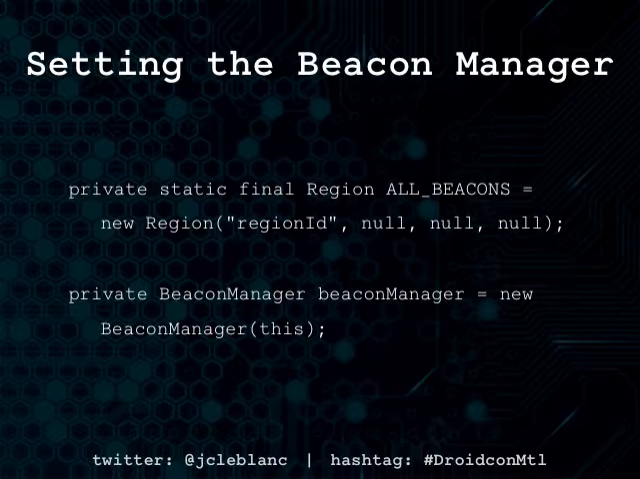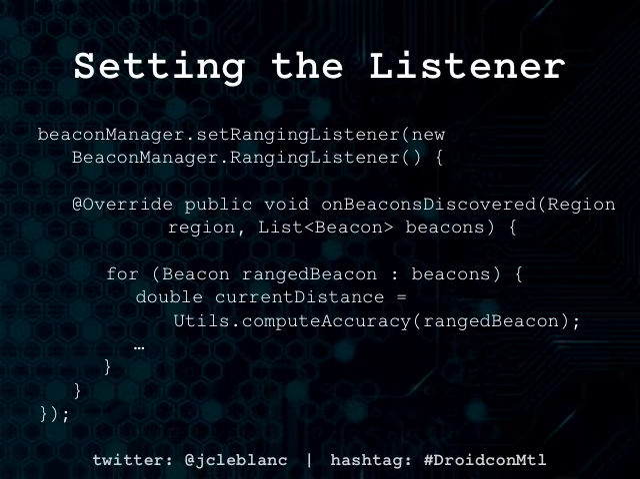Then we set up a new beacon manager with the current context. And that's pretty much it for setting up the beacon manager. And then all we're going to do is pull ranging information via a listener. So we listen for particular advertisements that are going out. We set up a new ranging listener. Within the new ranging listener, there's one method that we're actually going to be manipulating, which is onBeaconsDiscovered. So as soon as a beacon is discovered, that's when we start looping through that code, and we're able to pull that beacon information.